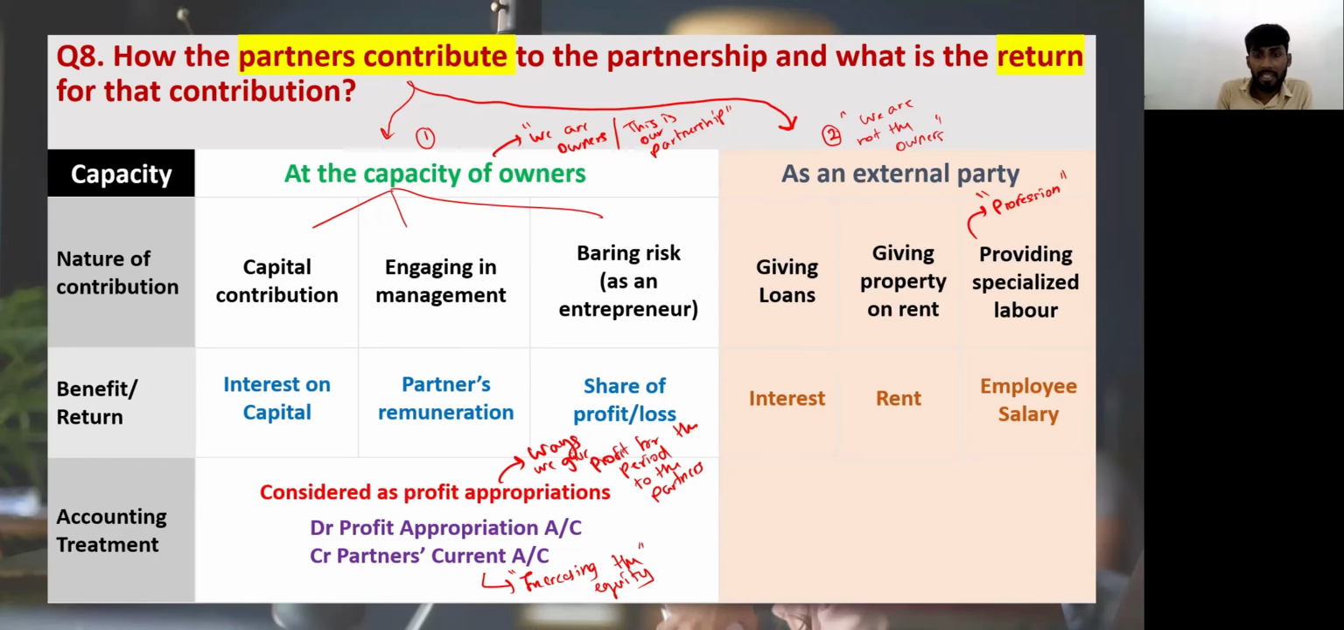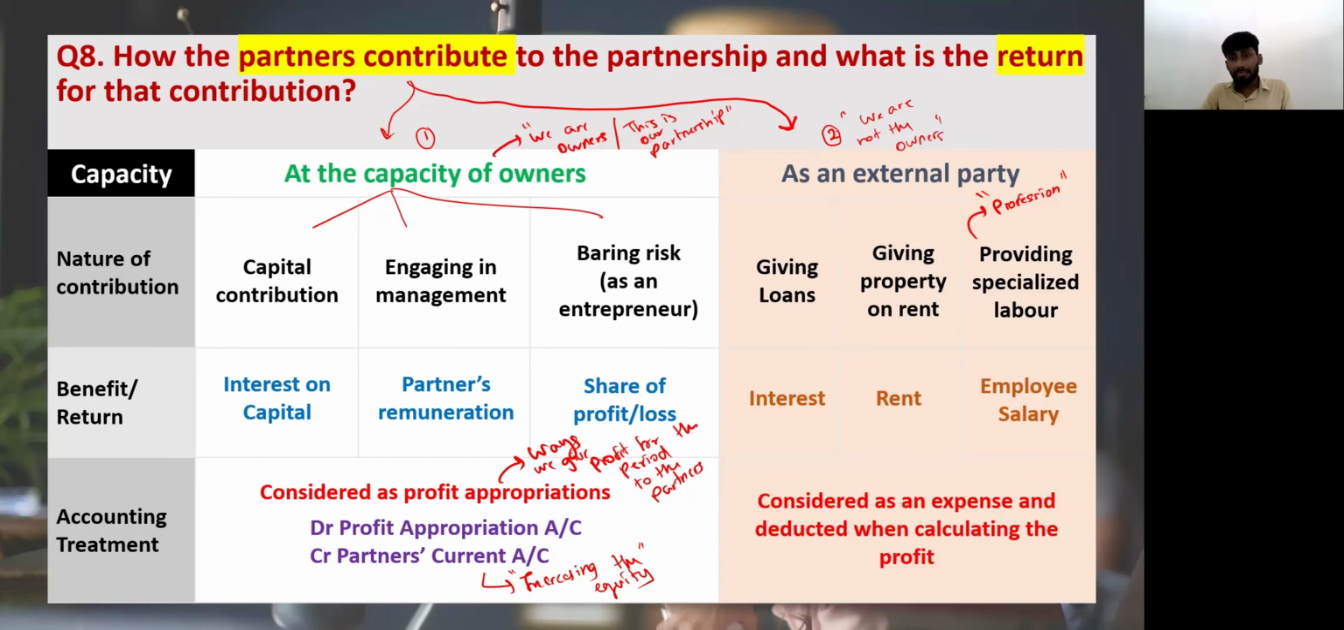Okay. So, in the capacity of owners, it is profit appropriation. But if they are contributing as an external party, then keep in your mind, we consider them as an expense. Okay, so we are deducting that when calculating the profit. Here, the calculated net profit will be appropriated, but there we deduct when calculating the profit. When we do an example for this, you will get a good idea. Until then, just keep this in your mind, how the partners can contribute to the capital.